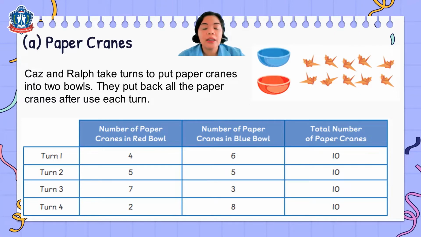Now, turn 2, let's say this is Ralph. If there are 5 in the red ball, in the other ball there are also 5 because the total is always 10. On the next turn, if there are 7 in one ball, on the other there are 3. And turn 4, if there are 2, on the other there are 8.